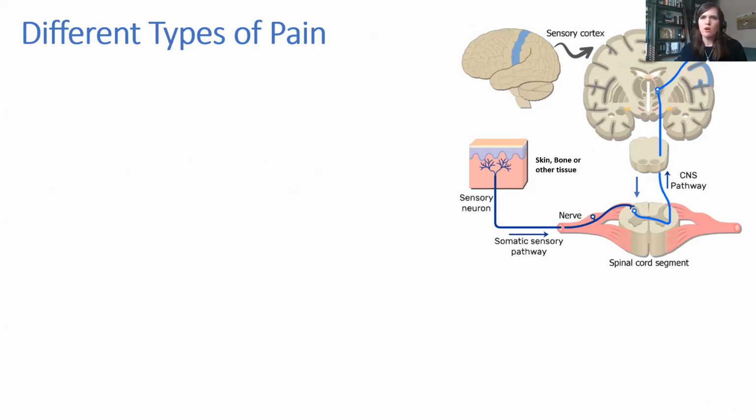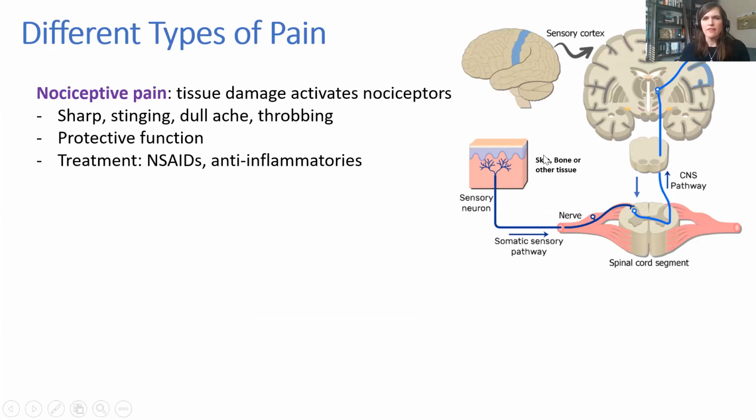So a quick review on the nervous system. It's divided into two parts. The central nervous system includes the brain and spinal cord, and the peripheral nervous system includes neurons everywhere else. Different types of pain are classified according to where they signal within this system. So the classic type of pain that most of us think of when we think of pain is nociceptive pain.